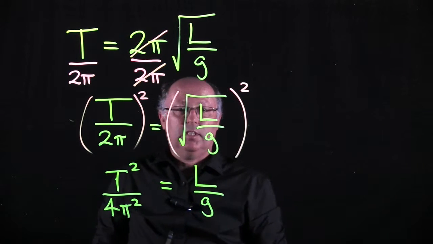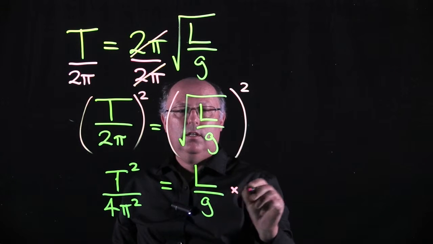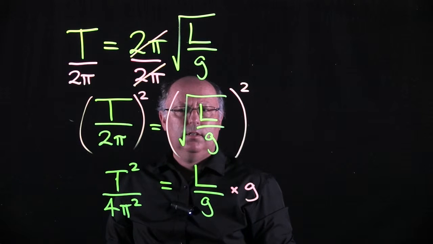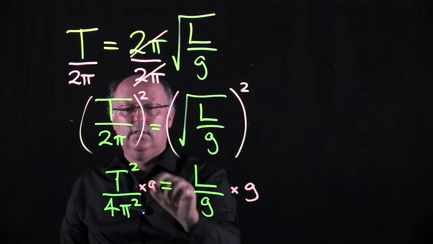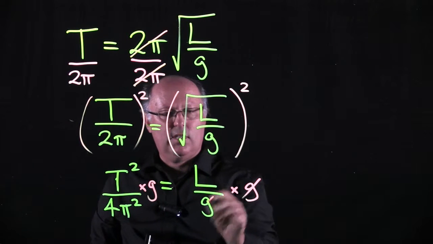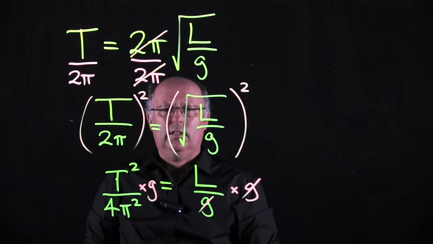Finally, to make L the subject of the formula, I must multiply by G, so that this G can cancel the G in the denominator. But if I do that on the right hand side, I must also do it to the left. These G's cancel, leaving me simply with L on the right hand side.